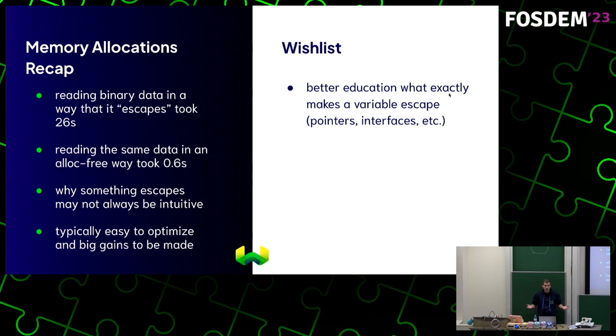In fact, I haven't even told you yet why this binary.littleendian.read escaped to the heap. In this case, it's because we passed in a pointer and we passed in an interface. And that's kind of a hint that something might escape to the heap. So what I would wish is, yes, this is not a topic that you need every day you write Go. But if you do need this, it would be cool if there was better education.